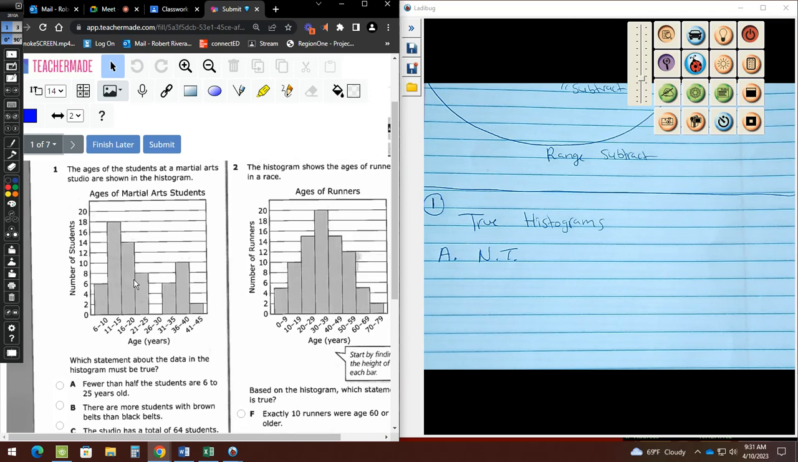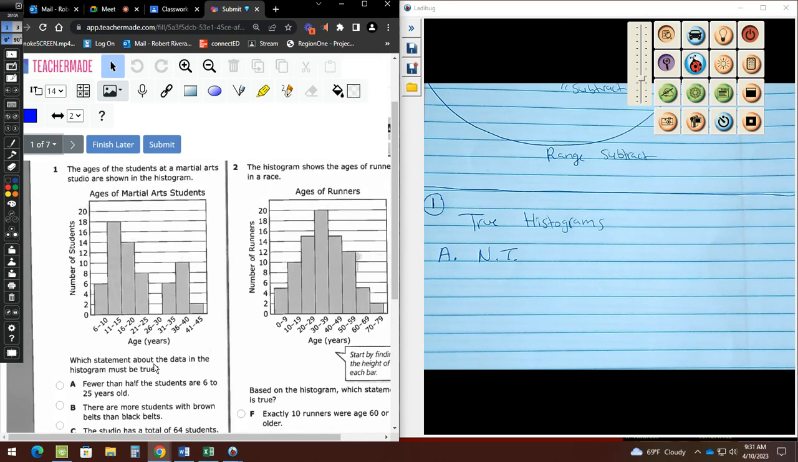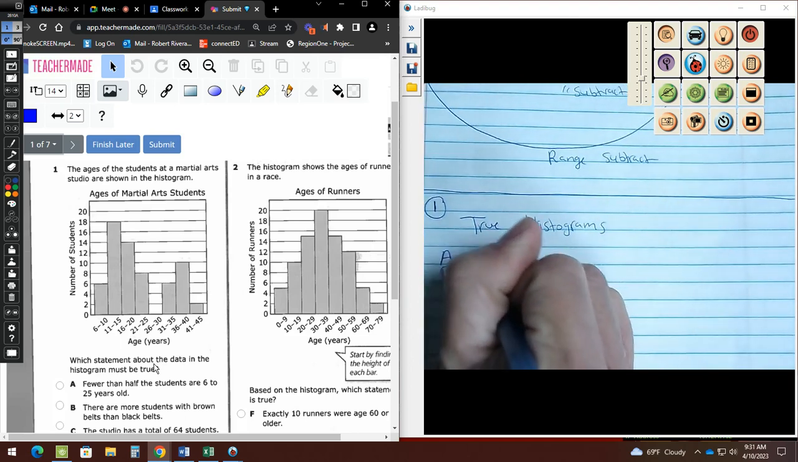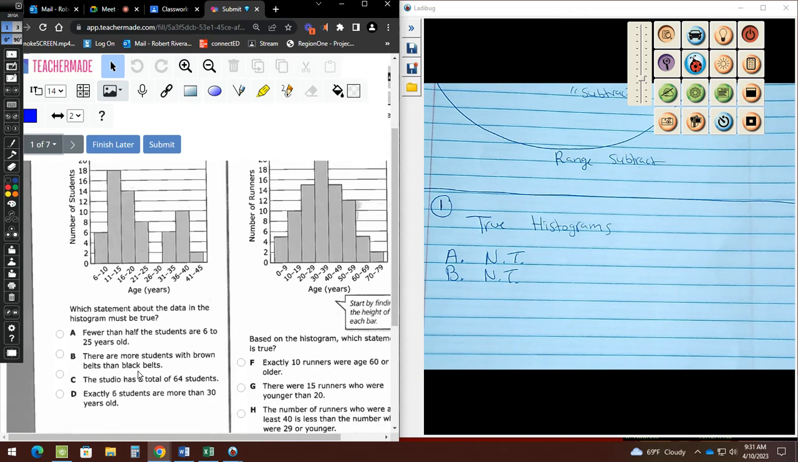Do you understand? B. There are more students with brown belts than black belts. Now you tell me, where do you see anything about the belts? Guys, when they don't even mention anything, it's automatically dumb, because they never mention if it was black or brown belt or yellow belt or white belt, whatever they had, right? So letter B is the dumbest one. Kids that choose that it's true, I'm like, where do you see brown and black anywhere? Nowhere.